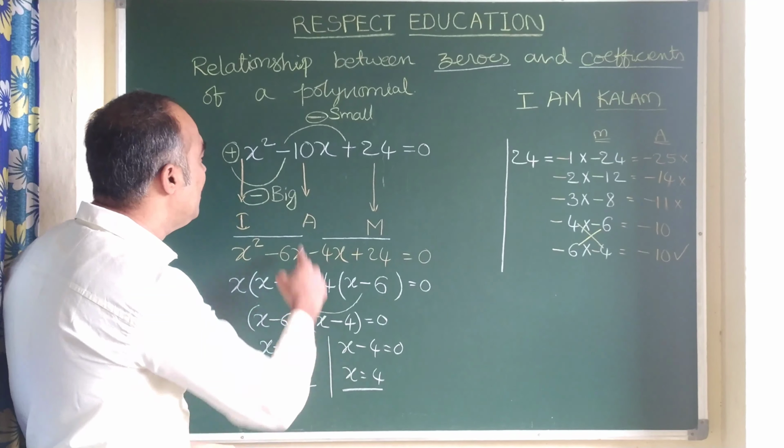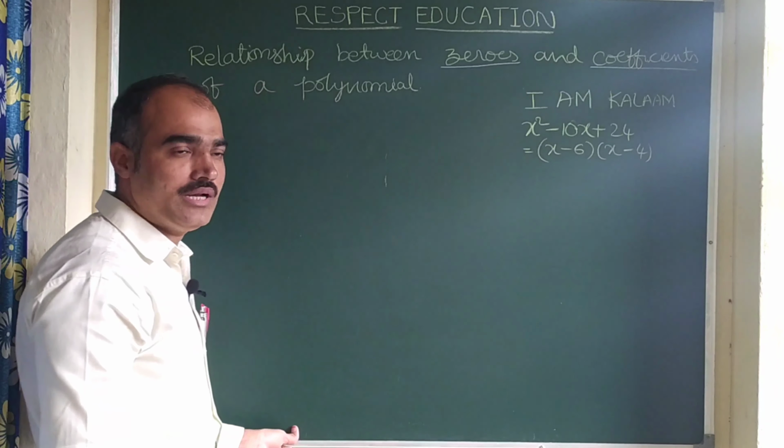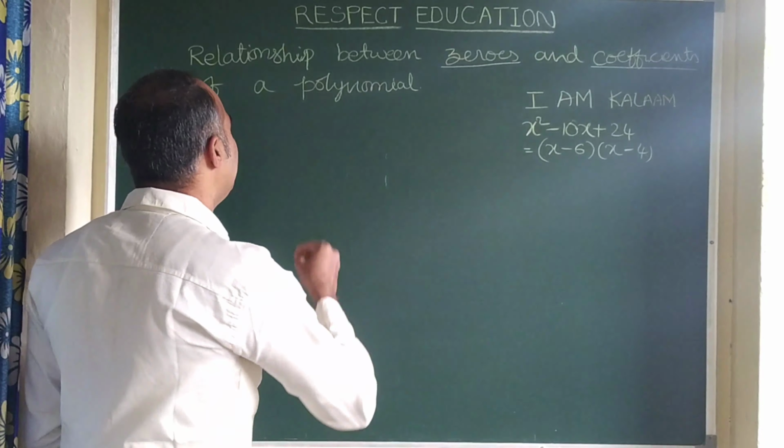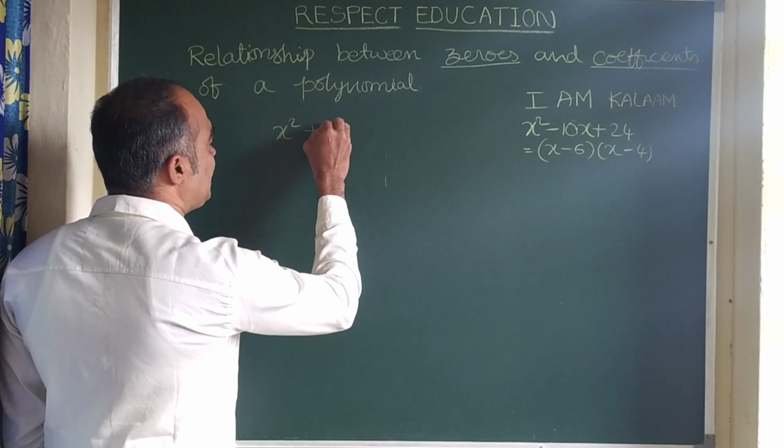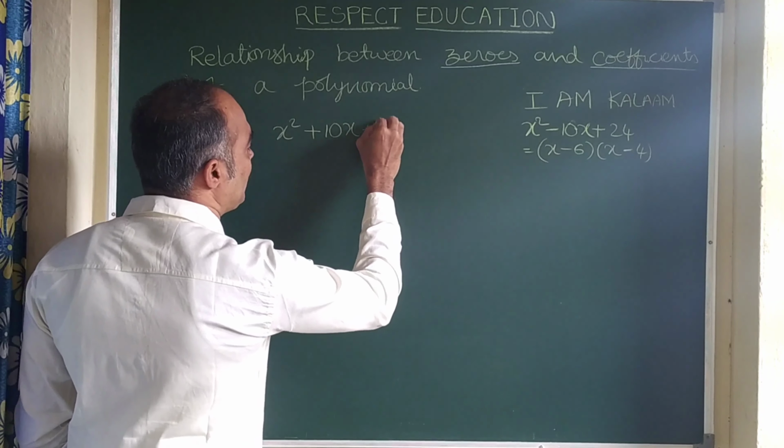Now let us take another example. Before going to another example, first let us write what we have learnt earlier. X square minus 10x plus 24 is written as x minus 6 into x minus 4. Now let us take another example, that is x square plus 10x plus 24.